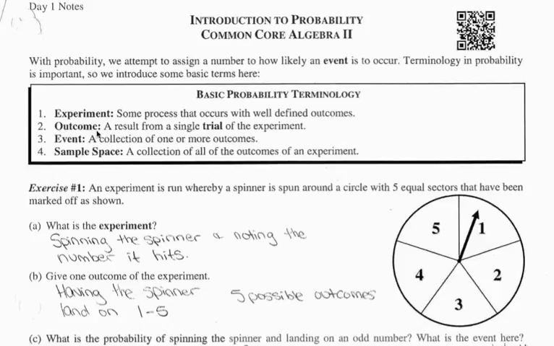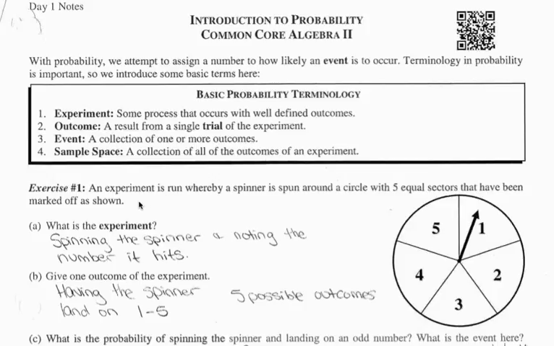Number two is outcome, the result from a single trial of the experiment. An event is a collection of one or more outcomes that we're looking for. And the sample space is the collection of all the outcomes that are possible.